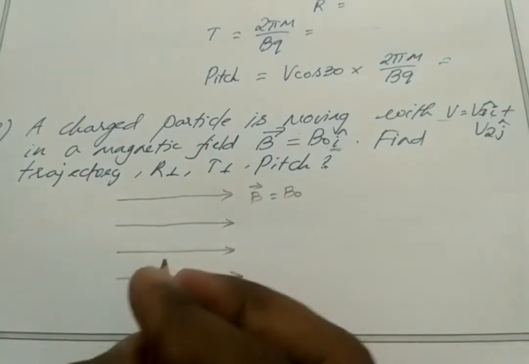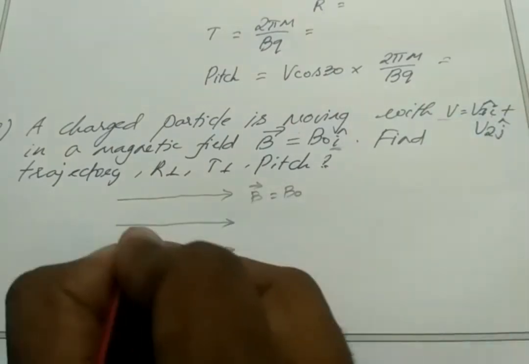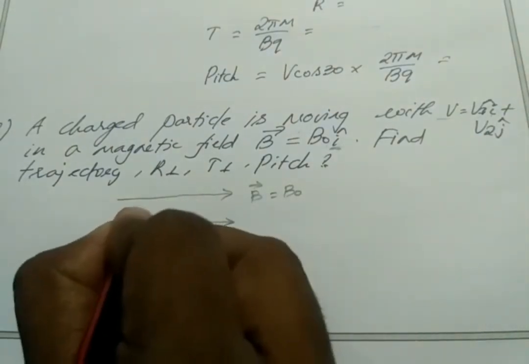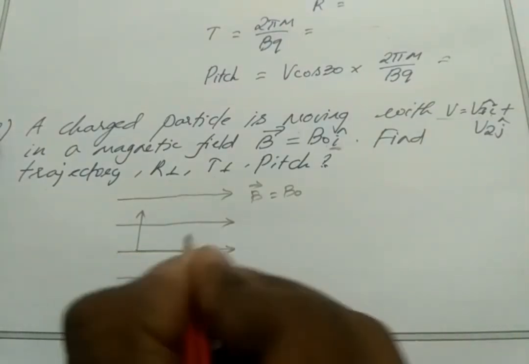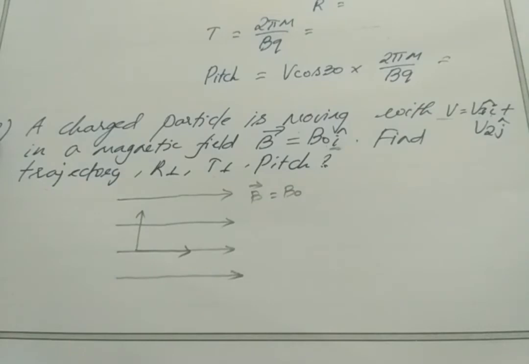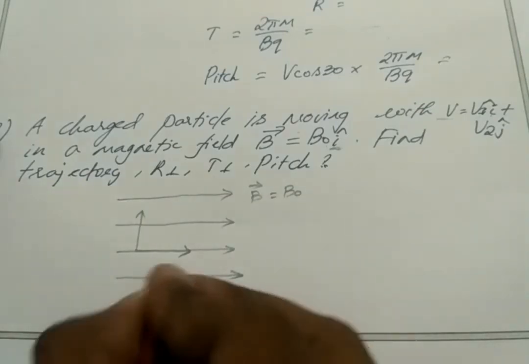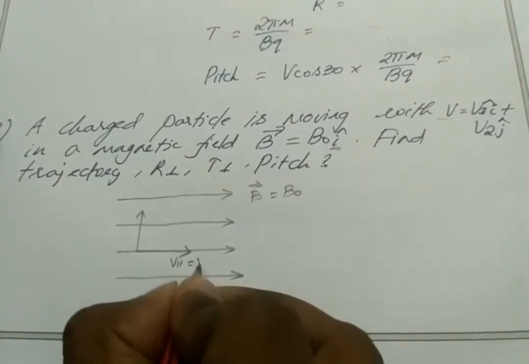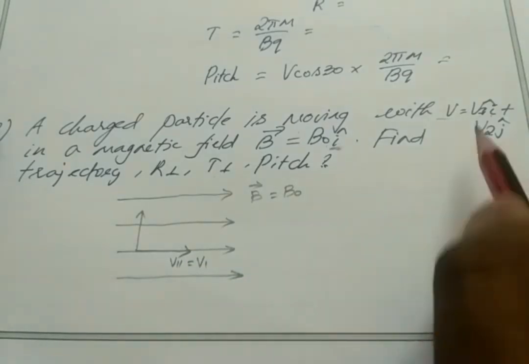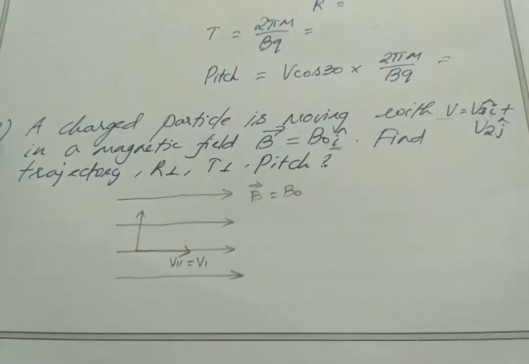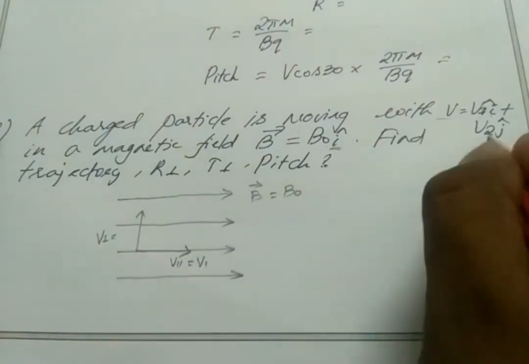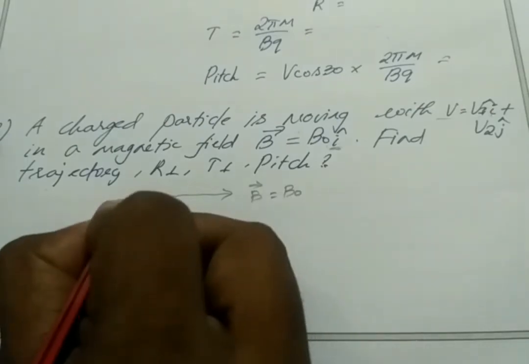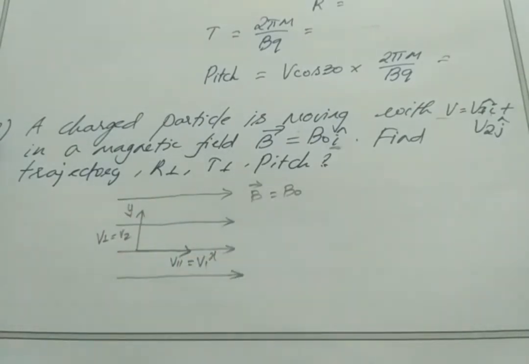Okay, so I have the perpendicular component j, right? Then the parallel component i. Clear? So here I have V parallel as V1. In the x axis we have V1 i. Then in the y axis we have the perpendicular component as V2 j. So in the y axis we have V2. Clear? So what will be the resultant motion?